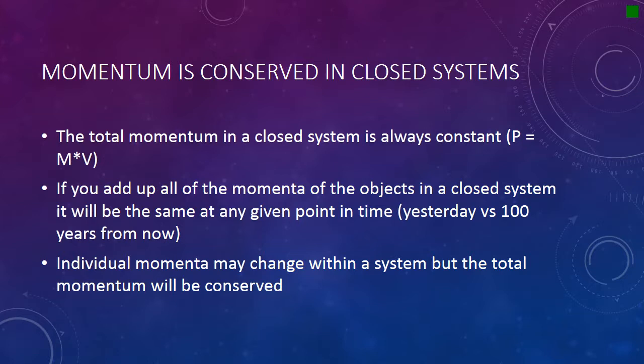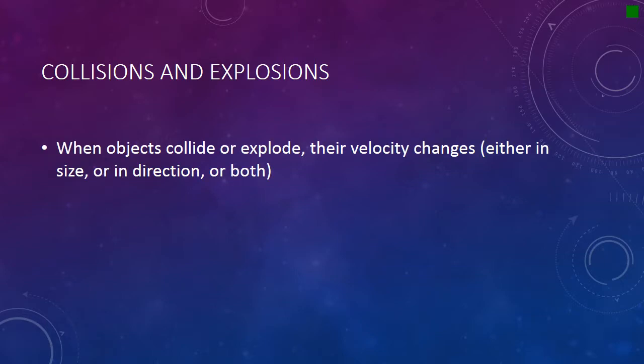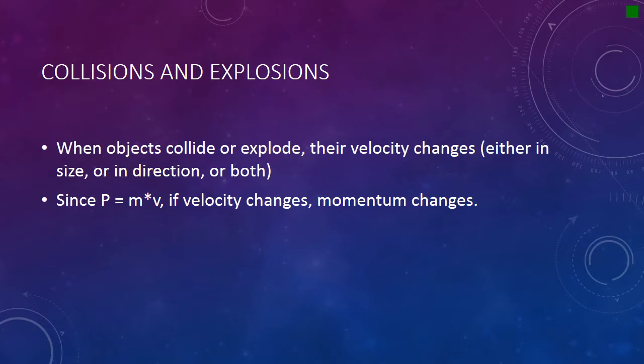So what are some implications of these rules? This means that the results of collisions and explosions can have expected outcomes. When an object collides or explodes, its velocity will change. You can increase your velocity in magnitude, or you can decrease it. You could also change directions, going from positive to negative or vice versa, or you could do any combination of those things. And since momentum is equal to mass times velocity, if you change velocity, your momentum will change.